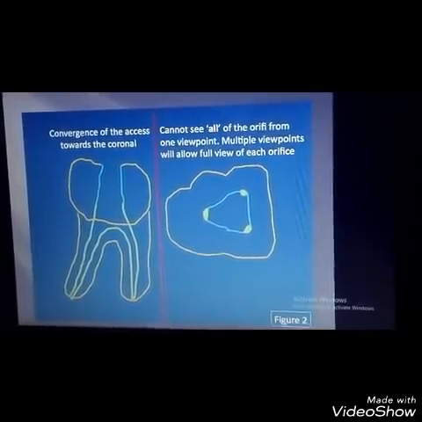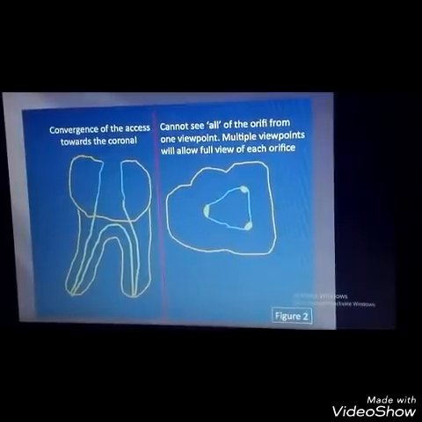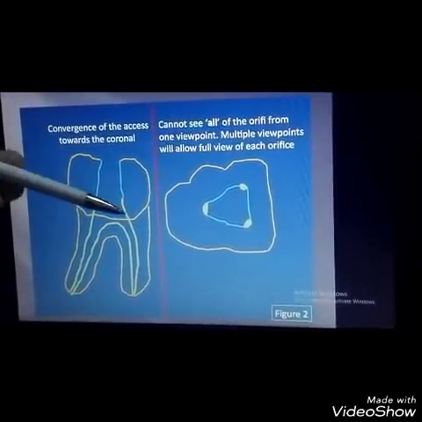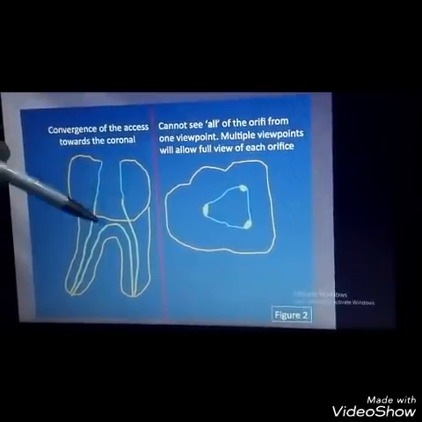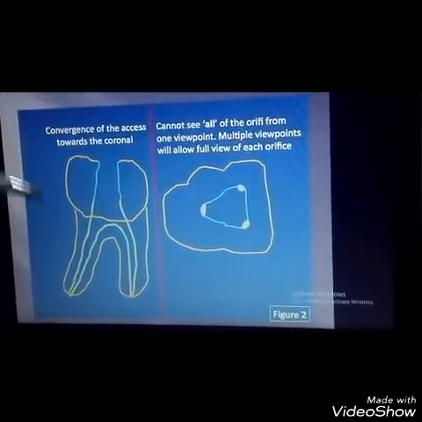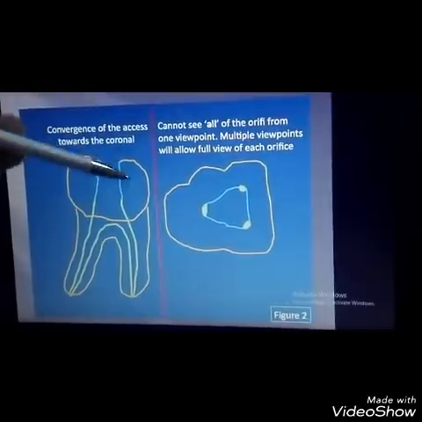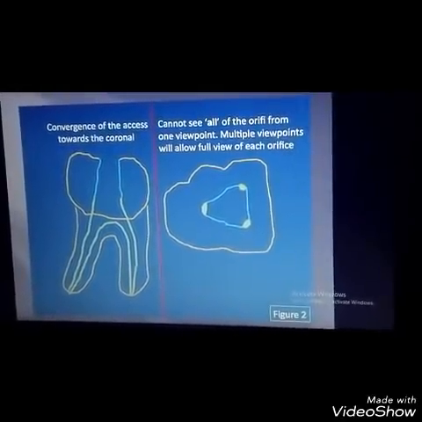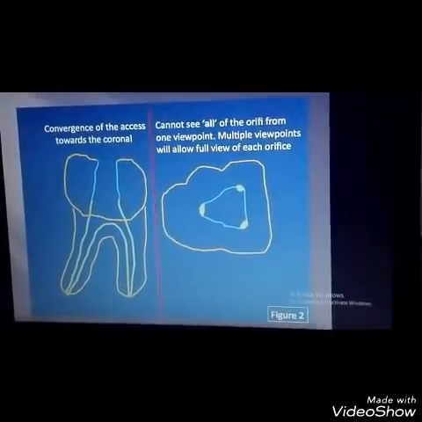That's why I make it a little bit divergent for view accessibility, but be careful, don't remove too much dentin because dentin is the most important part of the tooth. This will affect your durability and will affect tooth stiffness and retention.